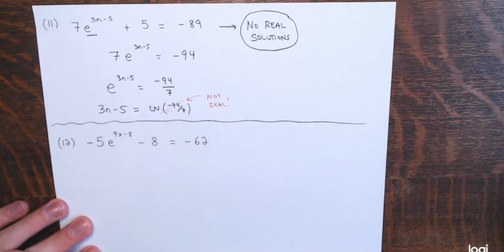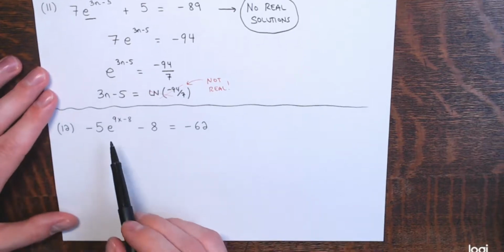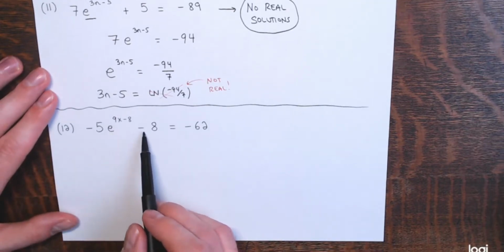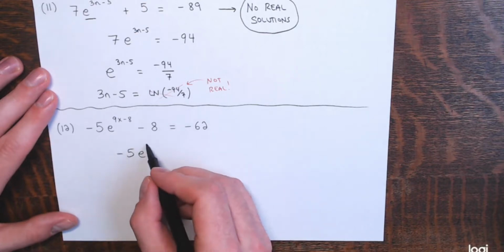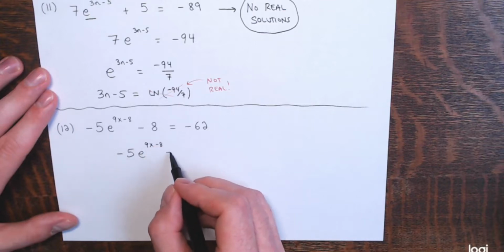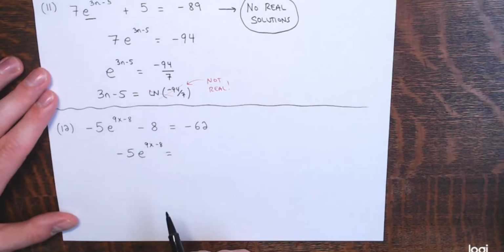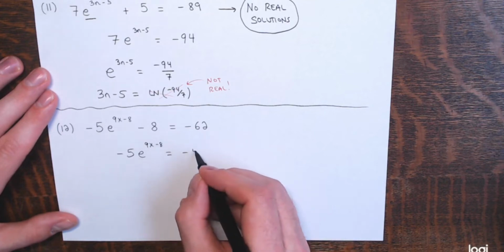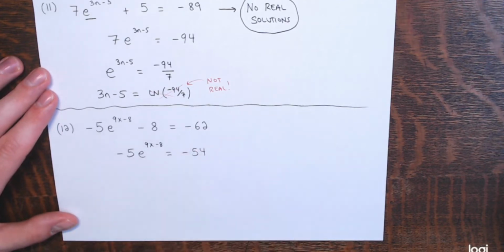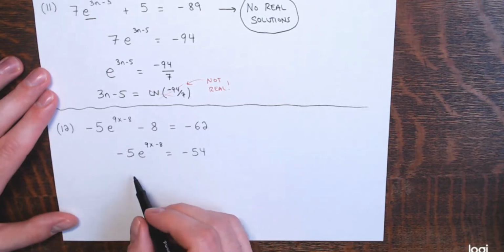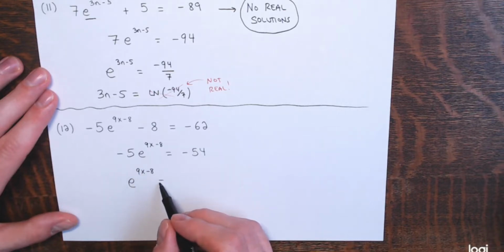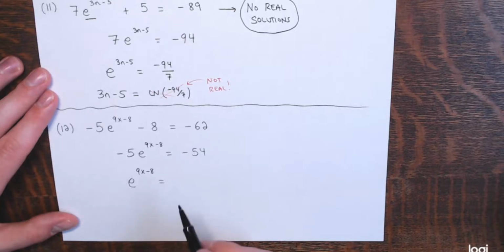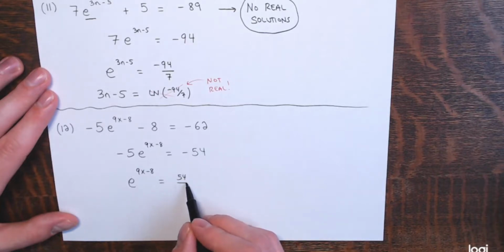Okay, and then this one, again, I want to isolate this e to a power. So first I would add 8. I have negative 5 times e to the 9x minus 8 equals, and then negative 62 plus 8 would be negative 54. And then divide both sides by negative 5 to get that base and power alone. So e to the 9x minus 8 equals, now a negative divided by a negative is positive, right? Positive 54 fifths, or 10.8.